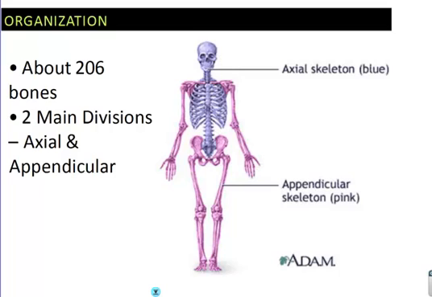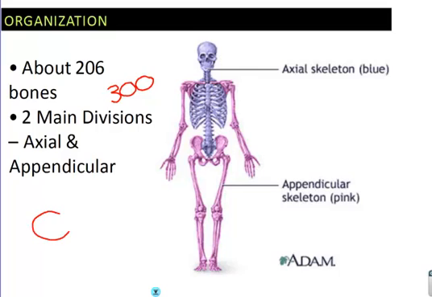Now, all of your bones are going to be organized into two main divisions. An adult has about 206 bones in their body, and that's different than an infant who has just been born, who actually has about 300. And we'll talk in a later podcast about how we go from having 300 bones in our body as an infant to only 206 as adults. These 206 bones are divided into two main sections. You have your axial skeleton and your appendicular.